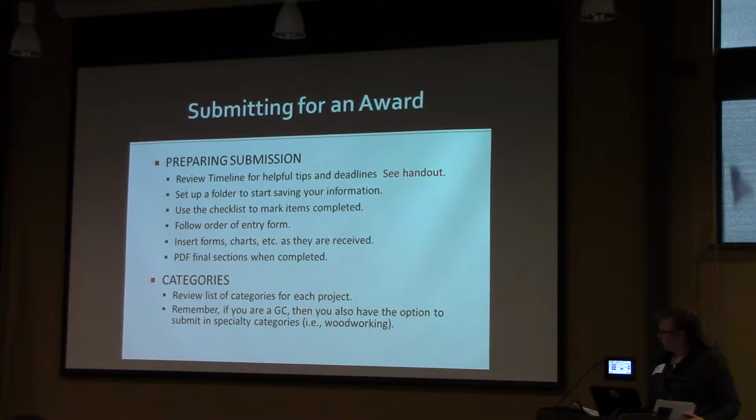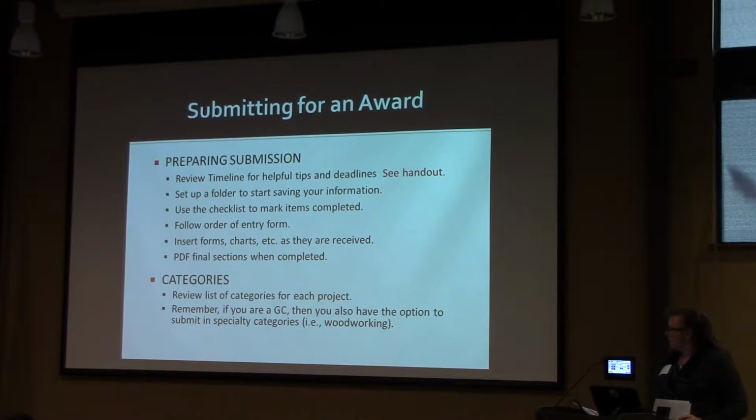The categories, again, it's the same categories that are on the intent to submit or on the entry form. So when you're filling out your forms, you can make sure you're in the same category that you already submitted on your intent to submit form. GCs also have the option to submit a category for building the project, as well as for woodworking, millwork, concrete, if you do concrete for self-perform. So you can submit a project into 2 categories, one for building, one for a specialty category like woodworking. So keep that in mind as you're looking at your entries for this year.